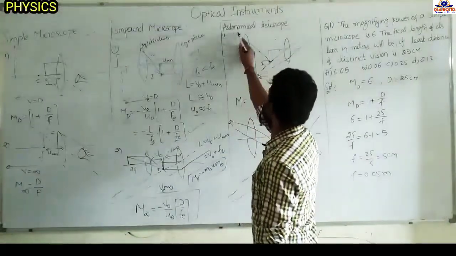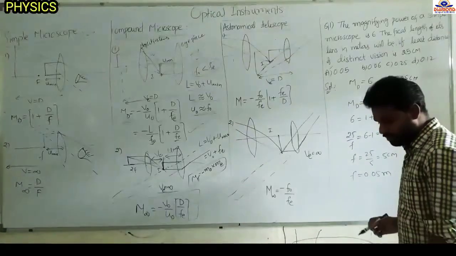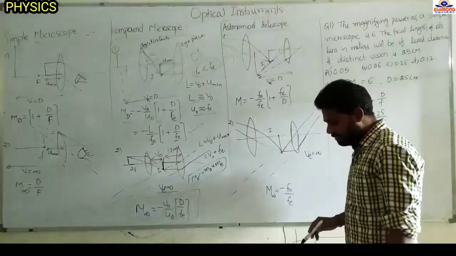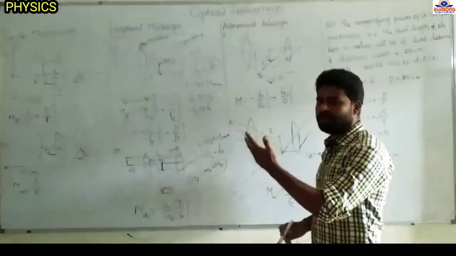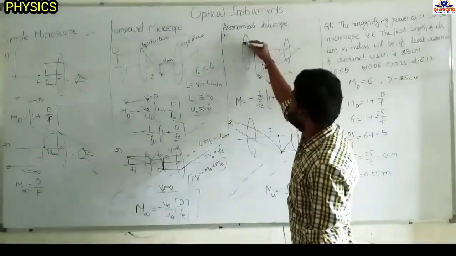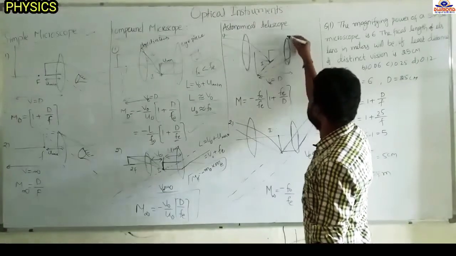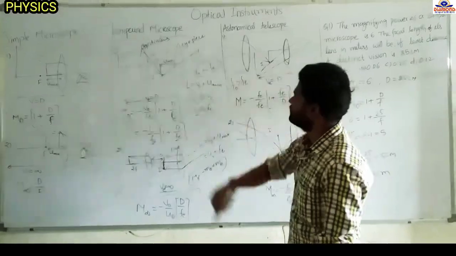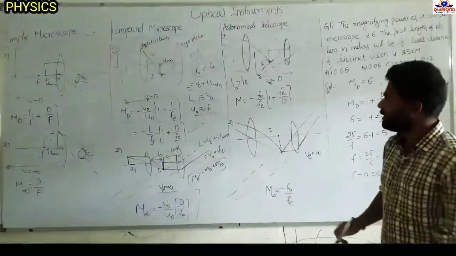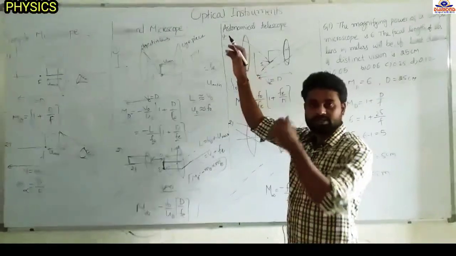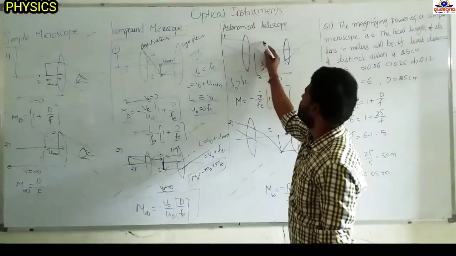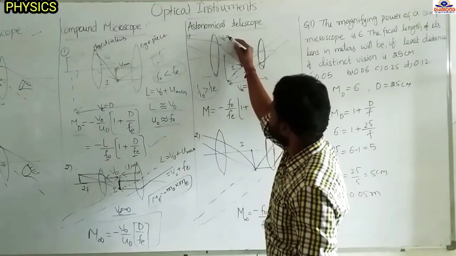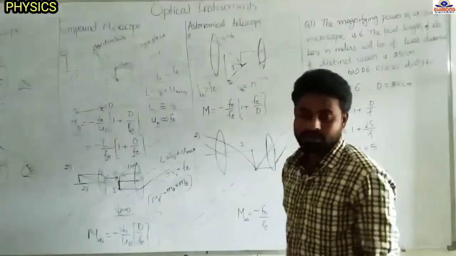Next, let us see the astronomical telescope. According to your syllabus, I am telling you about the astronomical telescope. It is used to see long distance objects. Here this is the objective lens and this one is the eyepiece. The focal length of the objective lens is greater than the focal length of the eyepiece, the opposite of the microscope. Since we are observing a long distance object, the objective will form the image at its focus. So the image distance of the objective lens is equal to the focal length of that lens.